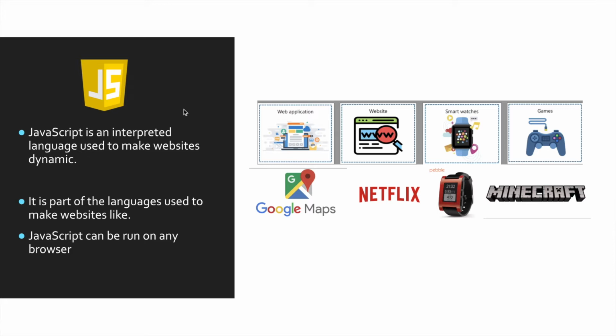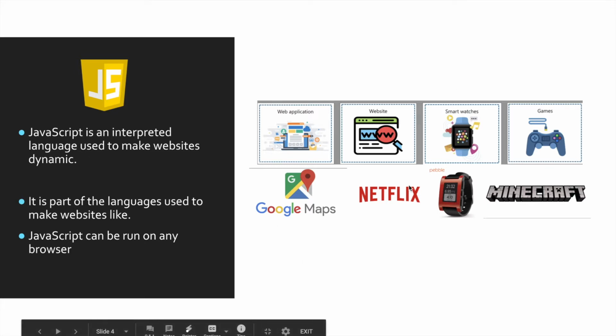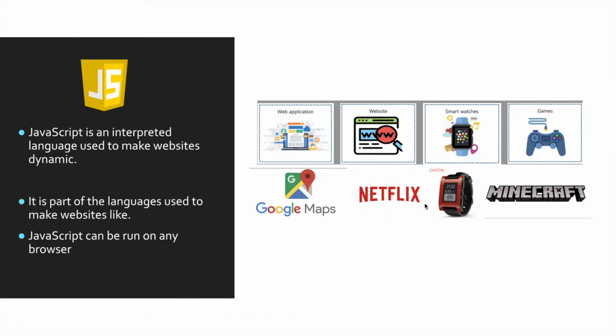And then JavaScript can run in any browser. So we've got Chrome, Firefox, IE, Safari, etc. JavaScript can run in any of those browsers, which is great. Some of the applications and websites that JavaScript has been used to create are web applications like Google Maps and Netflix, which is what most people might be familiar with. It can also be used for some applications on smartwatches and games like Minecraft.